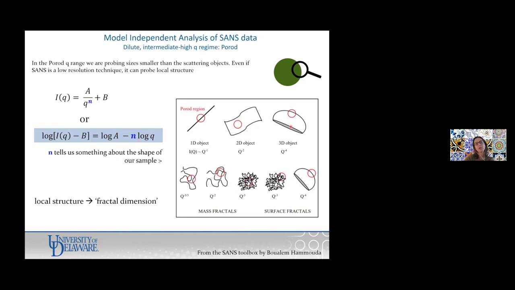Depending on the type of objects that you have in your sample, and there's an illustration there, if, for example, your object is more like a 1D type of object, you'll see a Q dependence of about minus one. If it's 2D, minus two, 3D, minus four. And then there are some intermediate values where you can characterize what we call the fractal dimension. So you can investigate the types of structures that you have in there, and they could be a mass fractal or a surface fractal. Again, directly from your data and without knowing the exact structure, you can get information about the types of structures present. And this is at intermediate Q.